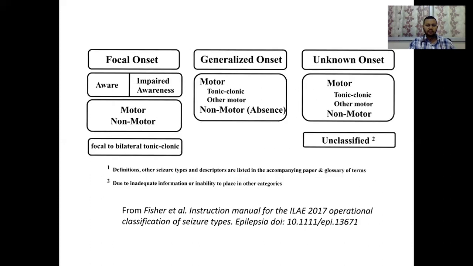So, classification of different types of seizures. Focal onset: aware and impaired awareness, motor and non-motor, and further focal to bilateral tonic-clonic. Generalized onset: motor and non-motor. Under motor, tonic-clonic and other motor; under non-motor, absence seizures. Unknown onset: motor, tonic-clonic, other motor, and non-motor, and other unclassified.